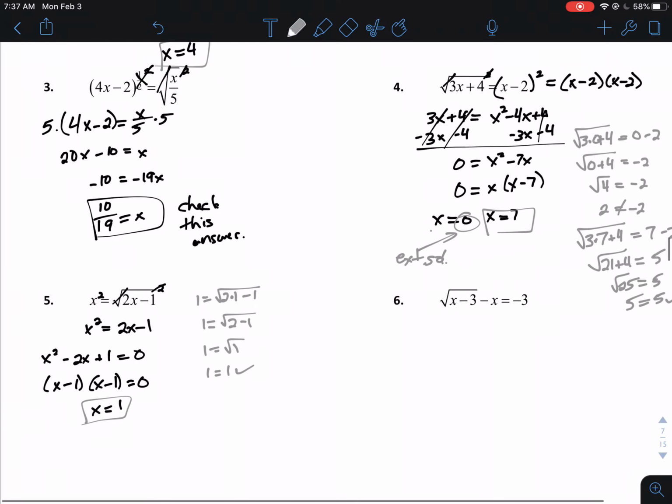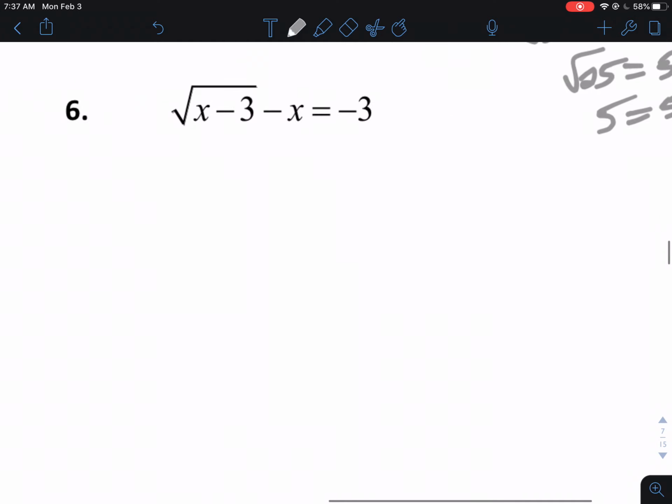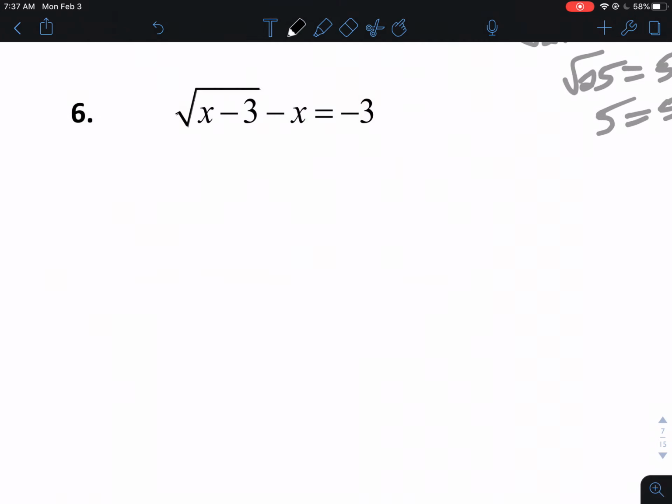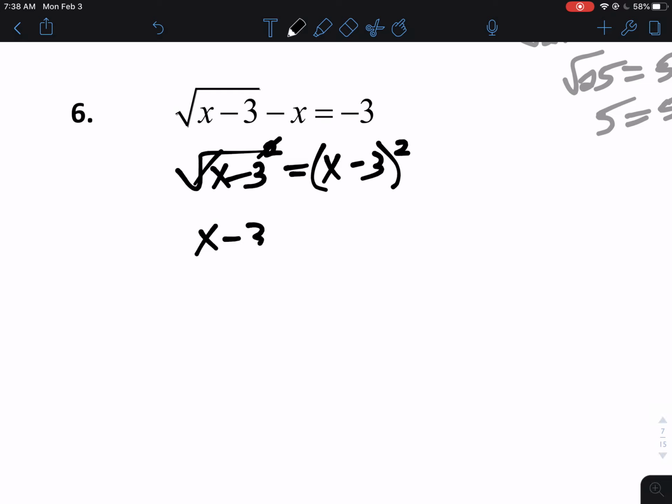Okay, one more to go. Let's take a look at it. So number 6. Notice that the first thing we need to do is get the radical by itself. So we need to add the x over to the right side. So square root of x minus 3 equals positive x minus 3. Now that we've done that, we can go ahead and square each side. So left side, that becomes just x minus 3. Right side, don't forget you'd have to multiply that out. Will become x squared minus 6x plus 9.